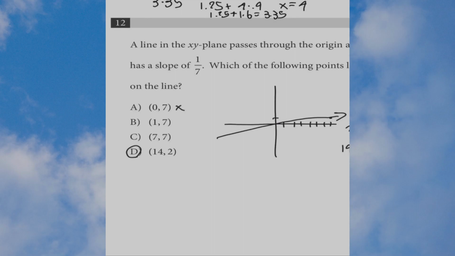We know A is wrong because that would imply there's a slope-intercept at 7. We know B is wrong because that would imply the slope is 7 over 1, because at x equal to 1, the y is 7. We know C is wrong because it would imply a slope of 1, because if you divide 7 by 7, you get 1. And then to check for B, you would divide the rise over the run, so that would be 7. D is the only one that has a 1 over 7 slope, because 2 over 14 reduces to 1 over 7.